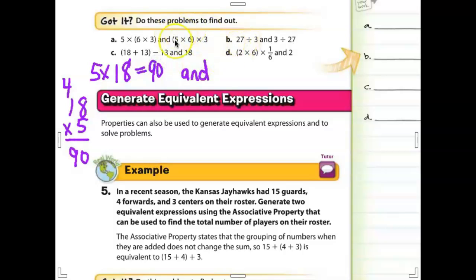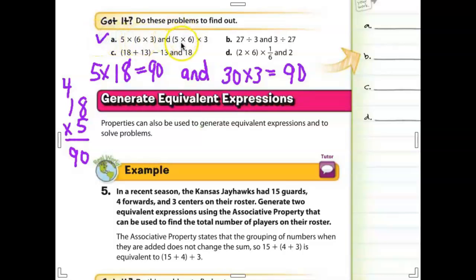Now we're going to figure out what this other side is. Parentheses have us doing 5 times 6 first. Go ahead and tell me what that answer is. All right, if you said 30, you're correct. And then we're going to multiply it by 3, and of course we're going to get 90, because 3 times 3 is 9 with the 0. So these are both equivalent.